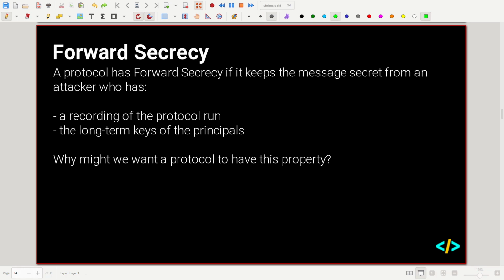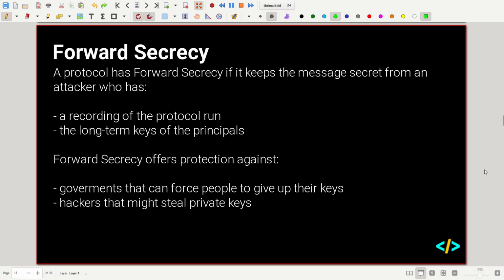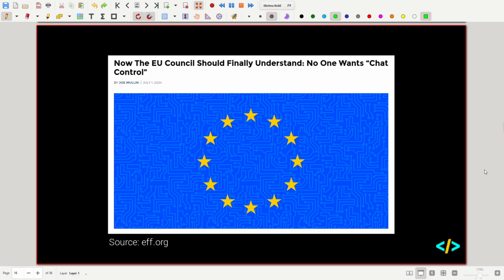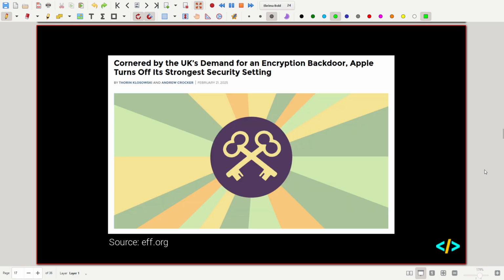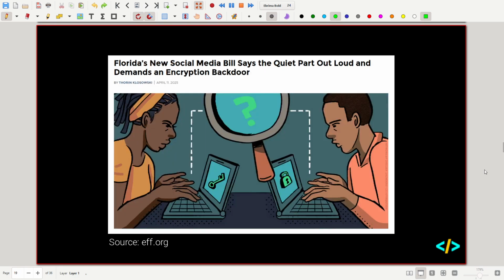Okay, we've got some good answers in chat. So, yeah, forward secrecy, it offers protection against, for one example, governments can force people to give up their keys. Another example is hackers that might steal private keys. Obviously, if that's compromised, long-term keys compromised, we don't want all of those conversations to be compromised as well. So forward secrecy offers that protection against those two things. There's a lot of reasons why we want this kind of stuff.